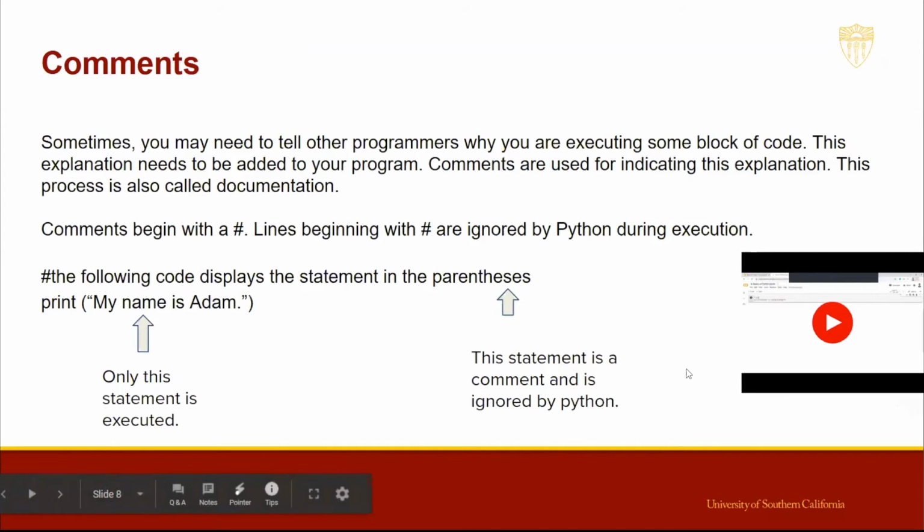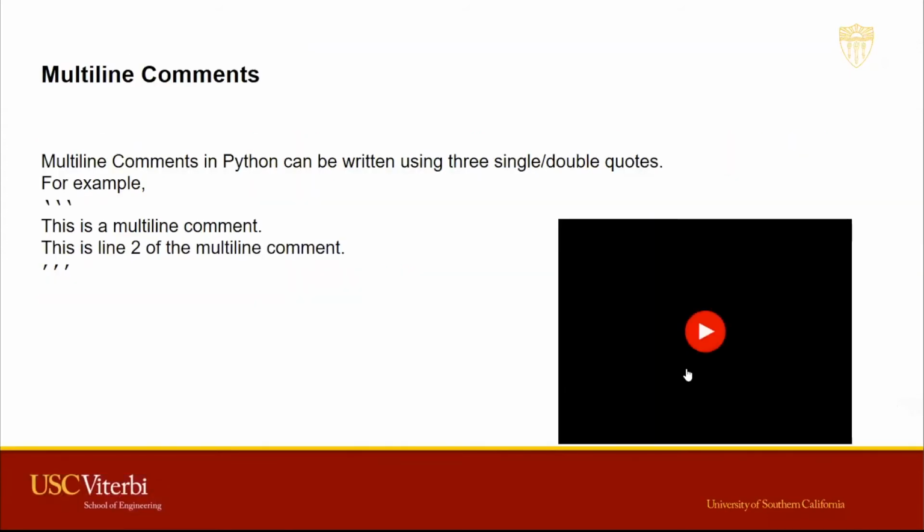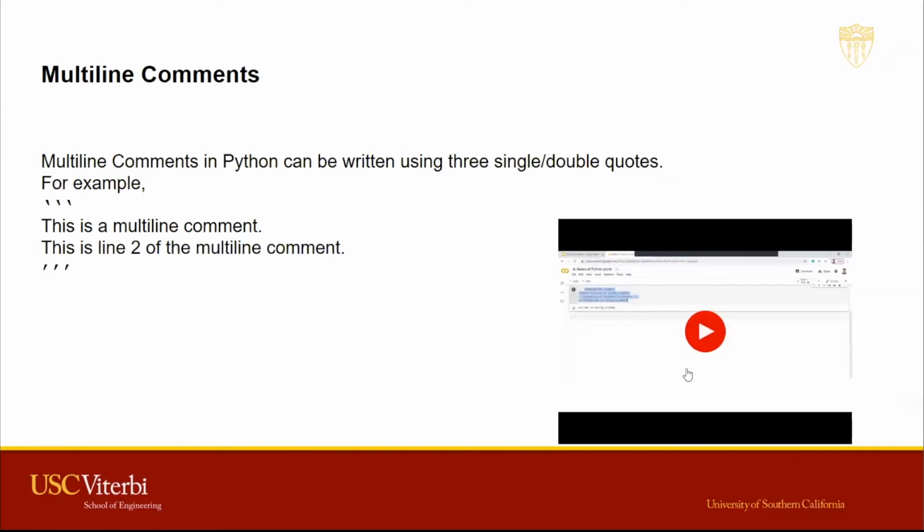So Python can have single line comments denoted by a pound sign, or they even have provision for multi-line comments. These multi-line comments can be denoted using 3 single quotes or 3 double quotes. In the example on your screen, there is a multi-line comment enclosed within three single quotes. Let's look at an example.